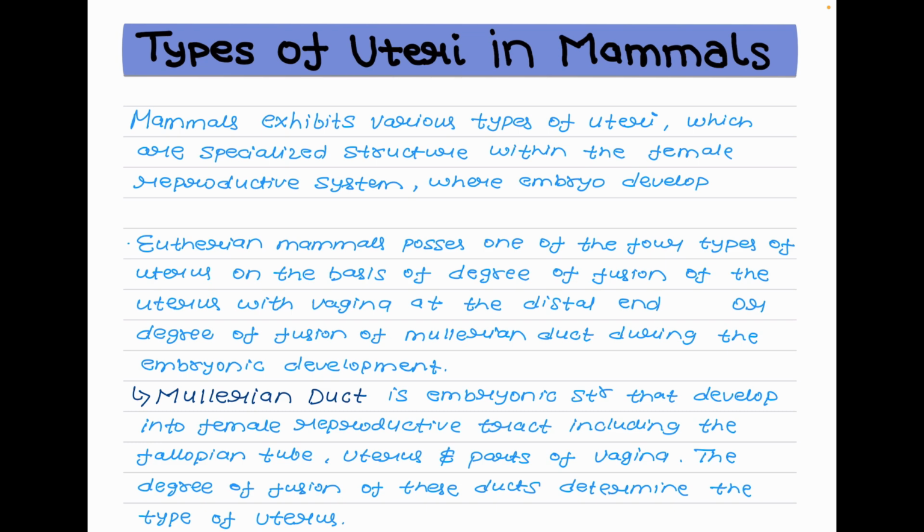To answer that, we need to go back to the early development, to the fusion of Müllerian ducts, and explore how the process gave rise to four distinct types of uteri in eutherians.